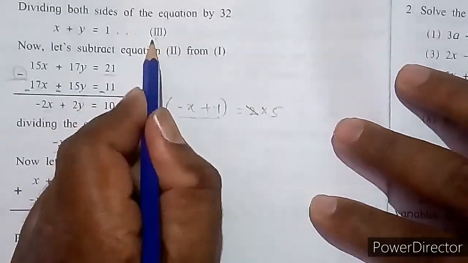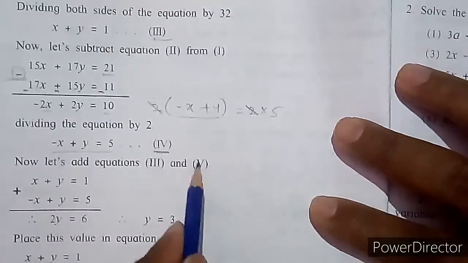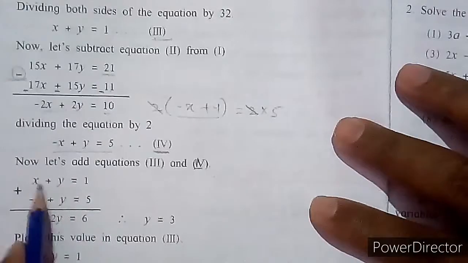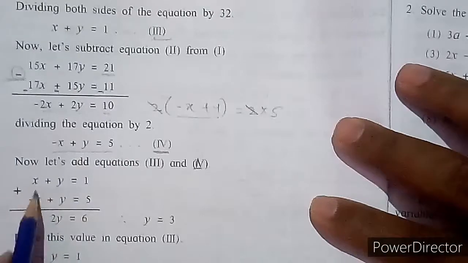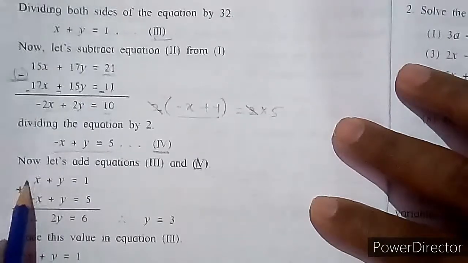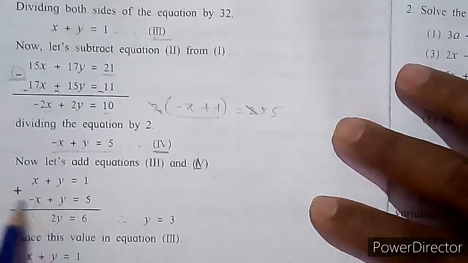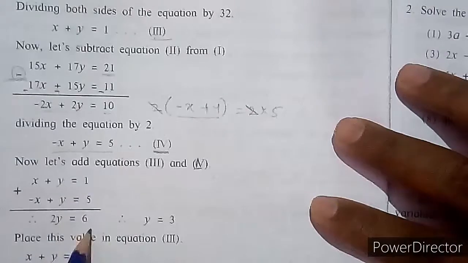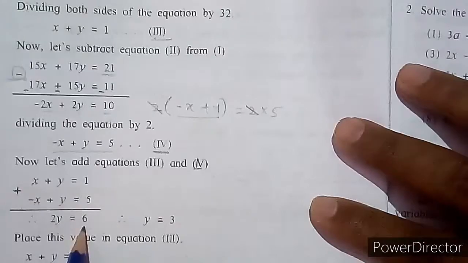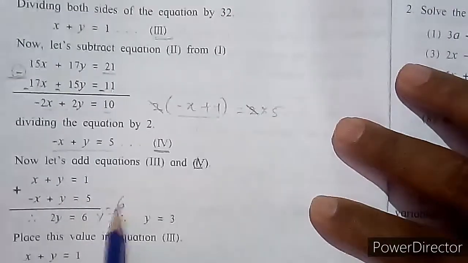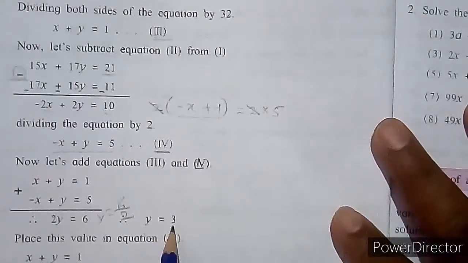Now operate with equation number 3 and equation number 4. Let's add equation 3 and 4. Equation 3 is x plus y equals 1, plus minus x plus y equals 5. Here the coefficients are the same and the signs are opposite, that's why we are adding. That means x minus x cancels, y plus y is 2y, and 1 plus 5 is 6. Therefore 2y equals 6, y equals 6 divided by 2, we get 3.